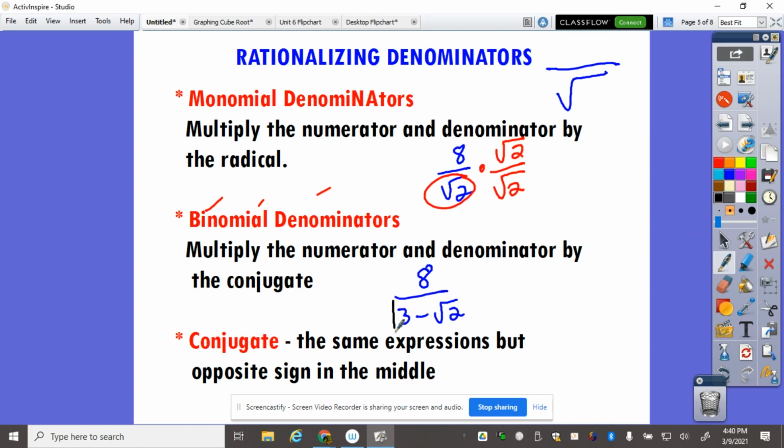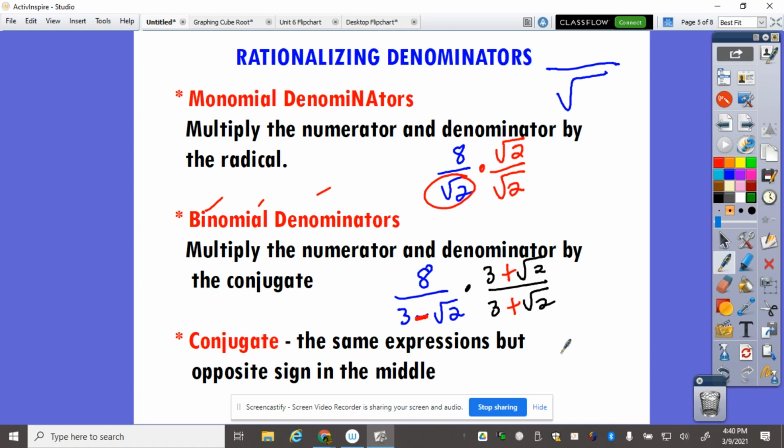So look at your denominator, it is 3 minus square root of 2. I'm going to multiply the numerator by 3 plus square root of 2 and the denominator by 3 plus square root of 2. The conjugate should have the opposite sign. This is minus here, so this will be plus there. And you're going to work from there, okay? And that's how you get the conjugate.